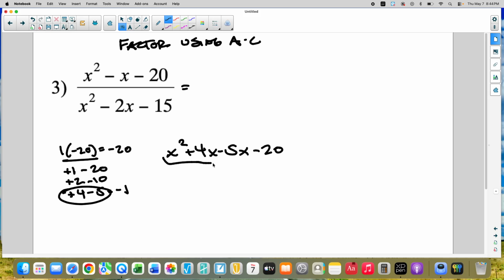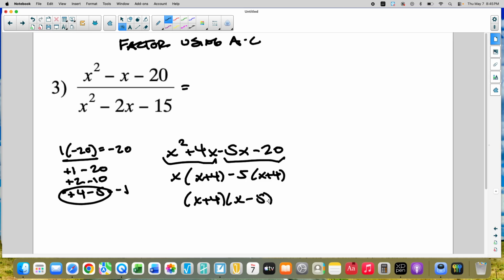And now we can factor out an x, giving us x plus 4. We're going to factor out a -5, giving us x plus 4. And we know we did it correctly because those are identical. And you are left with, so this factors x plus 4, x minus 5.